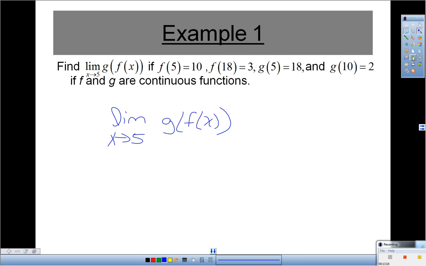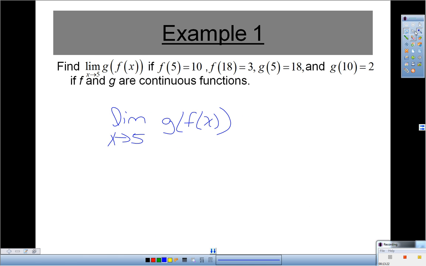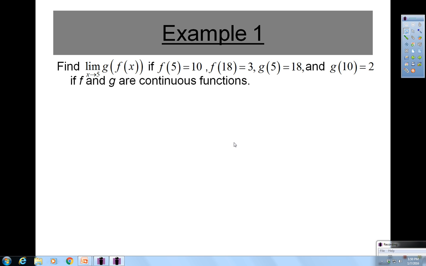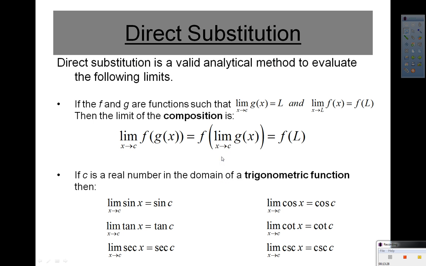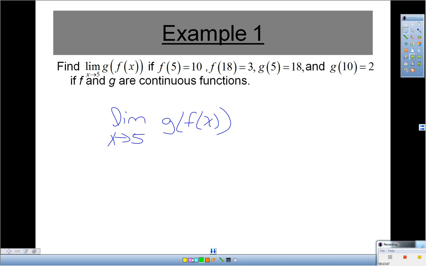Now, I'm just going to go back and remind you about the properties that we just saw right here. It says if you have a composition of functions, you basically can pull out that f in front of the limit of g of x as x approaches c. So I'm going to use that property now to do this. So I'm just going to rewrite this with the g out in front. So g of the limit as x approaches 5 of f of x.